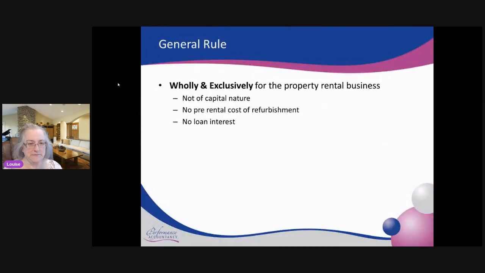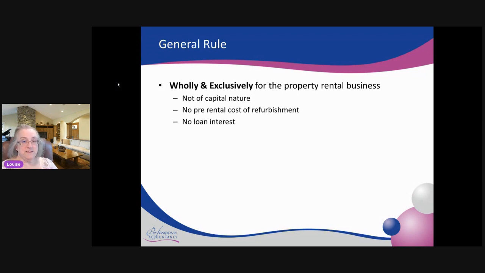So here we go. There is a general rule that the expenses you incur must be wholly and exclusively for the property rental business. It must not be of capital nature, no pre-rental costs of refurbishment, and the shocker now is no loan interest. That is dealt with separately in a separate video. You are still allowed to claim an element of loan interest, which might be mortgage interest or some other interest, but it doesn't come into the main body of the calculation of your profit from rental.